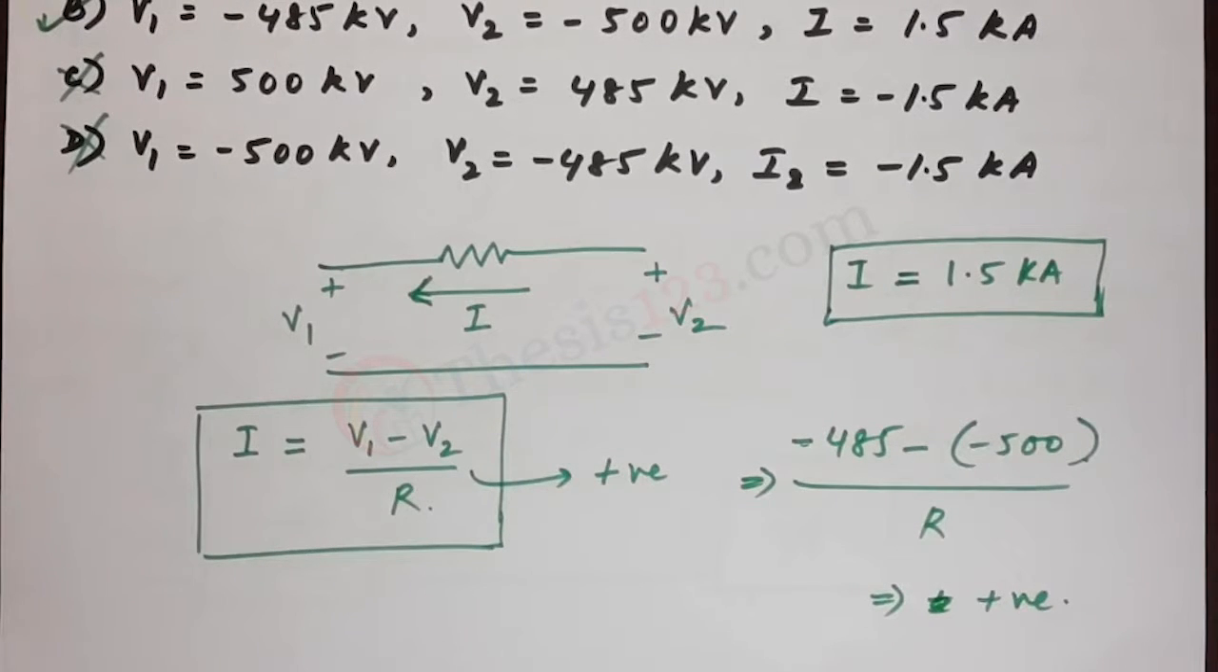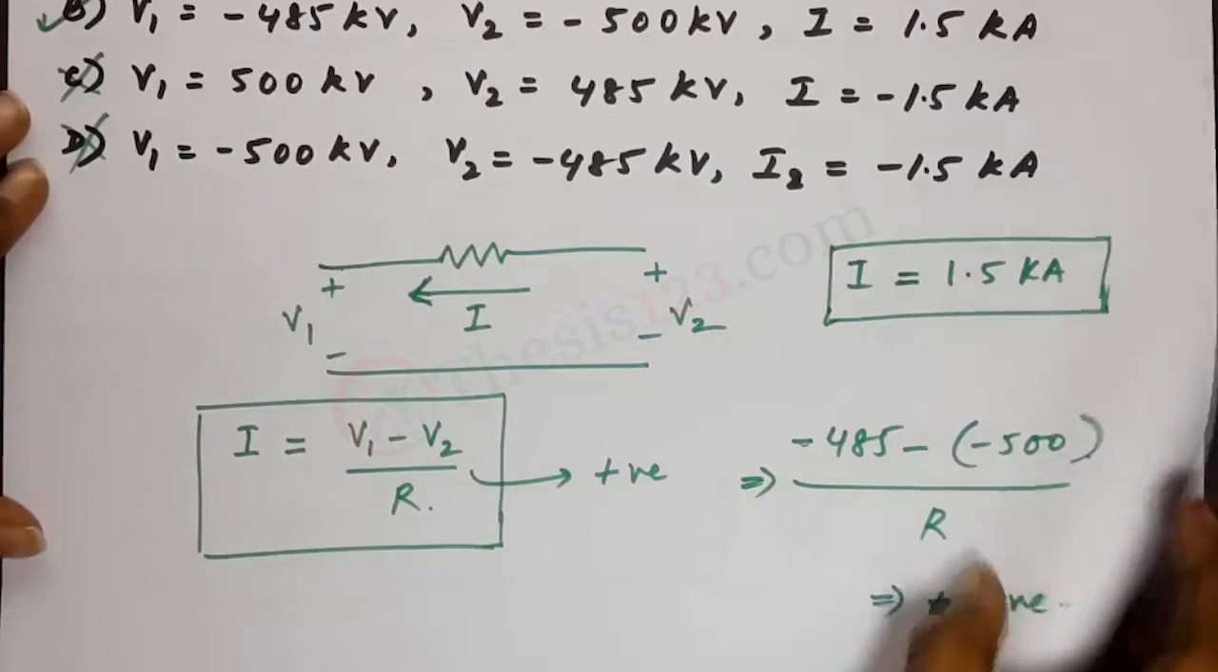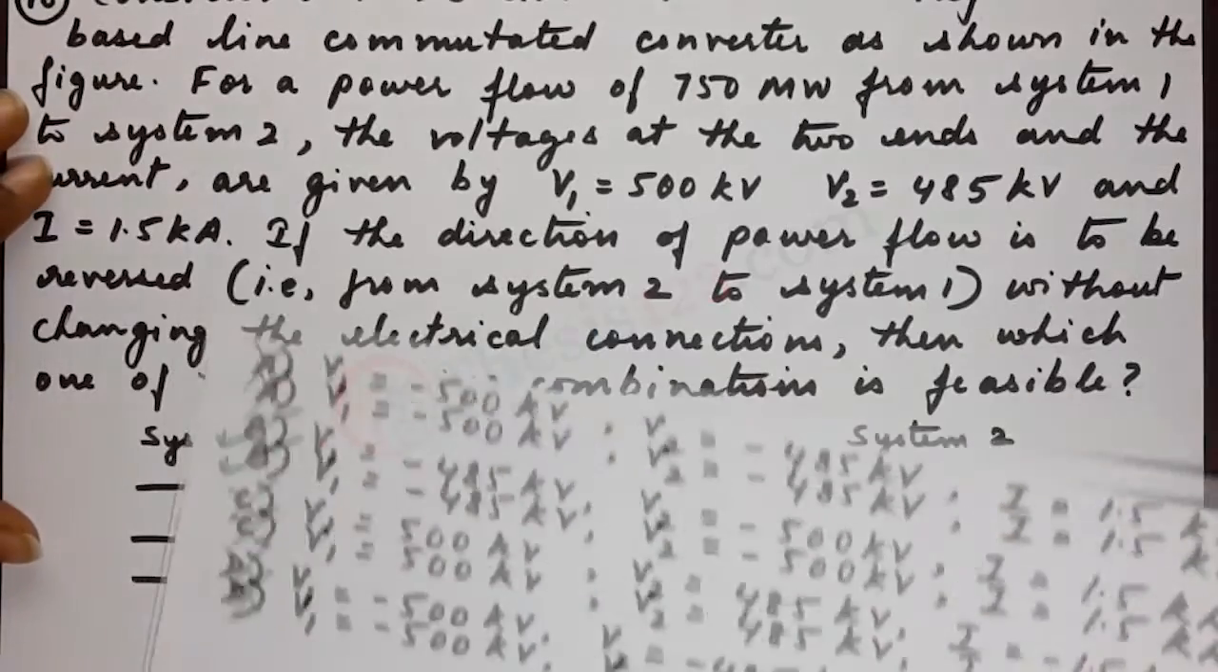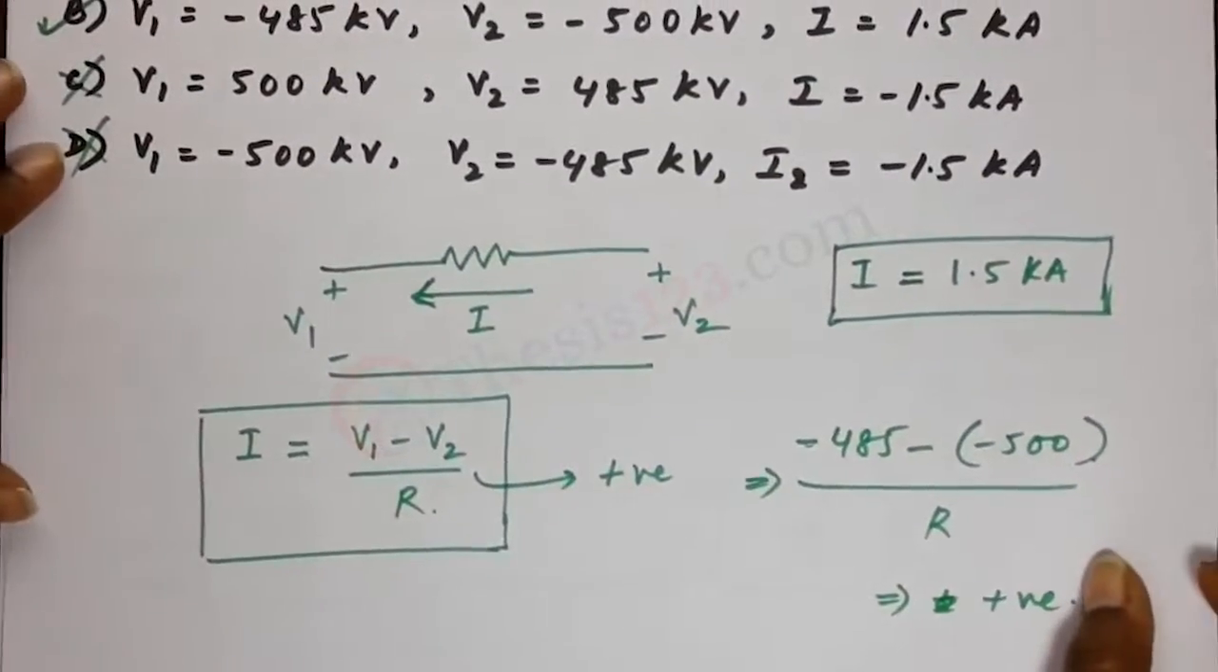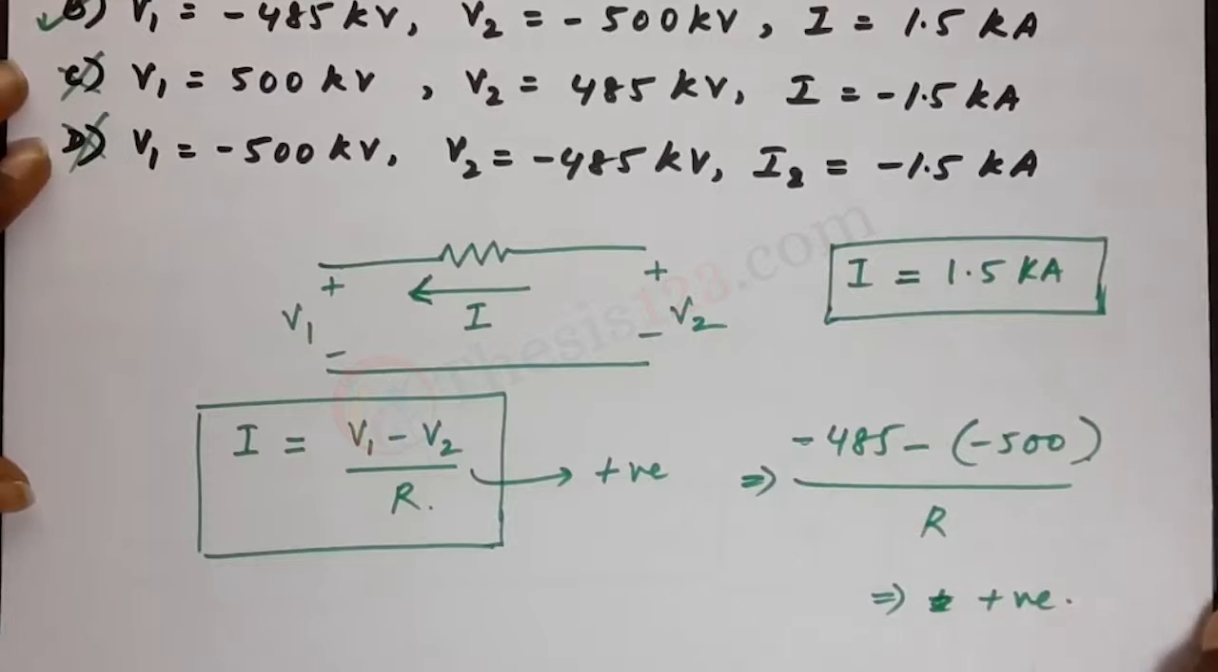So, those are the feasible values of voltages for this system given to us when the power flow has been reversed from system 2 to system 1. Well, I hope this explanation has helped.